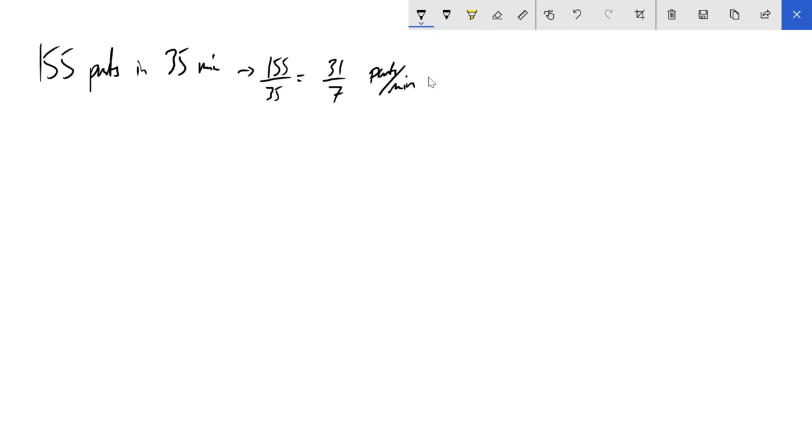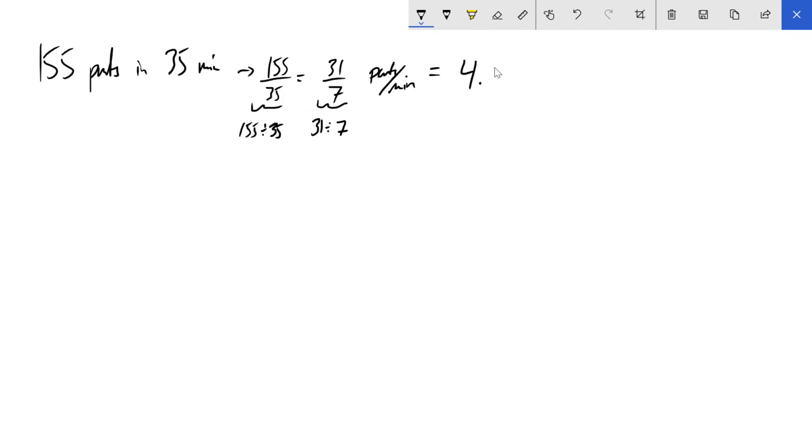But that's 31 parts in every 7 minutes. Could we actually figure out how many it produces every single minute? I actually did the math on that. It was 4.428571. You could actually perform the division. You could have done that before we reduced, because you'll get the same answer. Do the actual division, 31 divided by 7. Let's round to the nearest hundredth.